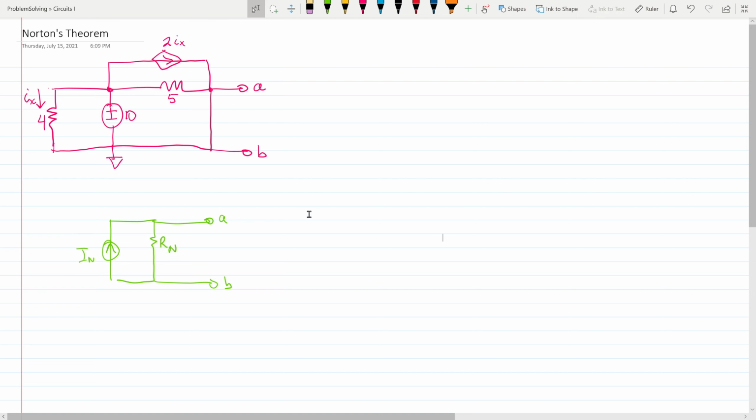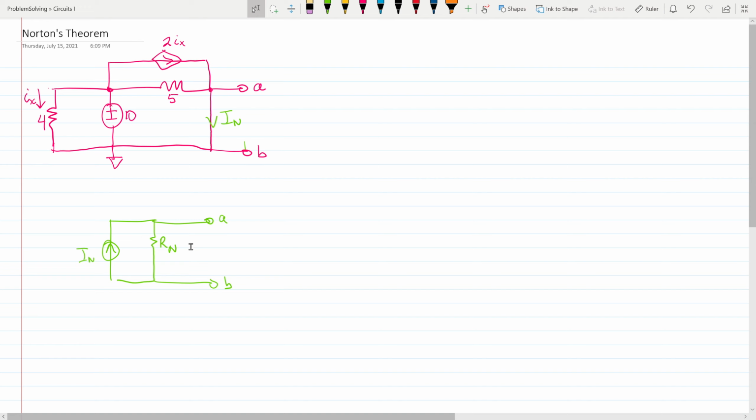So to get IN, what you have to do is you have to short your output terminal. So you short A and B. So in this case, that's already been done for you, because you have this pink wire right here, so I don't actually need to draw this in. So ultimately what you really want to do is you find out what current is traveling on that wire, and that's your Norton equivalent current, or your short circuit current rather.